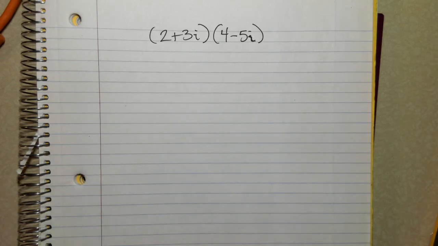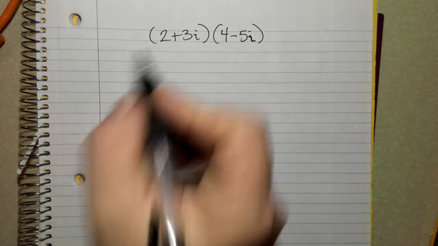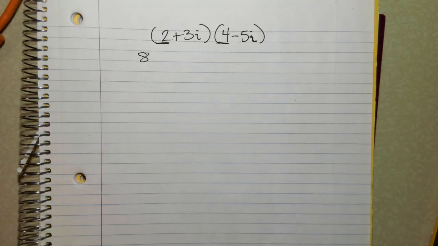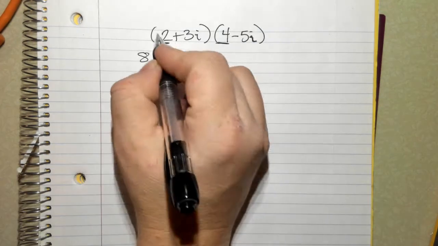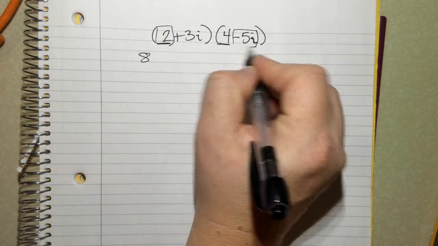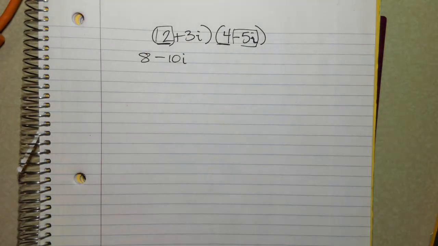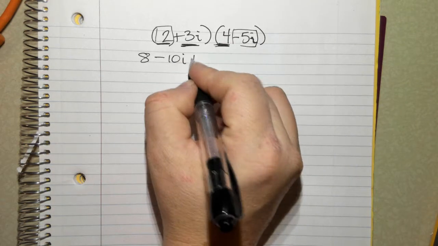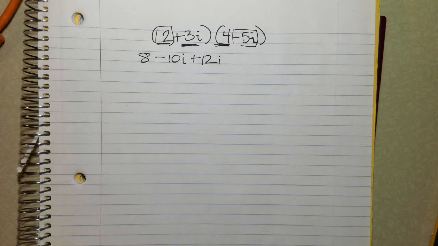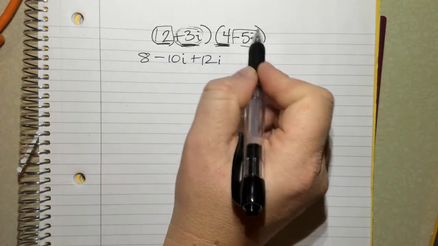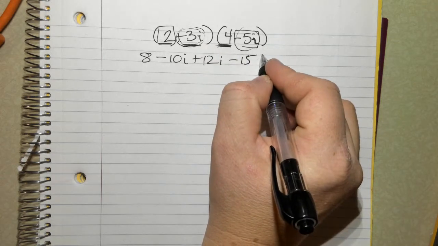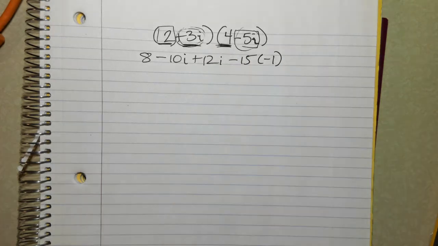How many of you remember what it means to FOIL in math? You learned it in 8th and 9th grade, FOIL. What does F stand for? The first. 2 times 4 is 8. You're just watching. What does O stand for? Outside. 2 times negative 5 is negative 10. Attach the i. I stands for inside. 3 times 4 is 12. Attach the i. Last, positive 3 times negative 5 is a negative 15. Oh, there's 2 i's. What does 2 i's equal? i squared, which is negative 1.